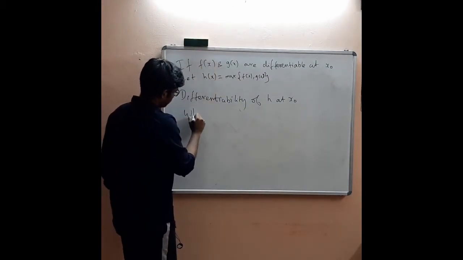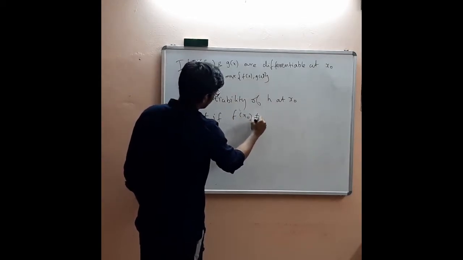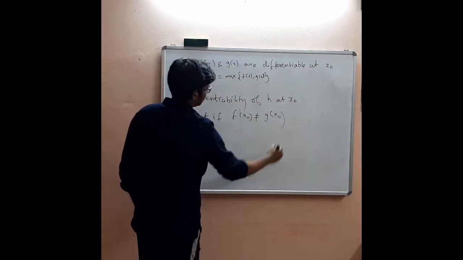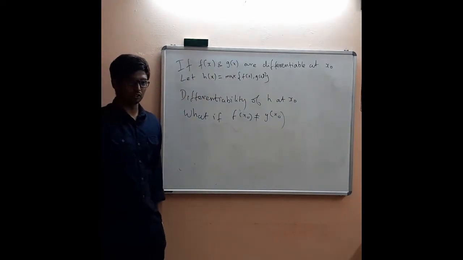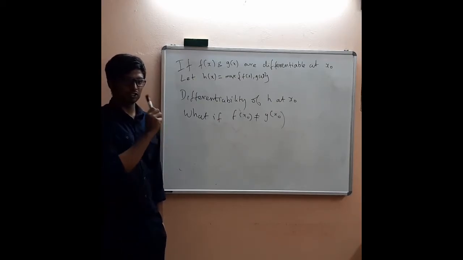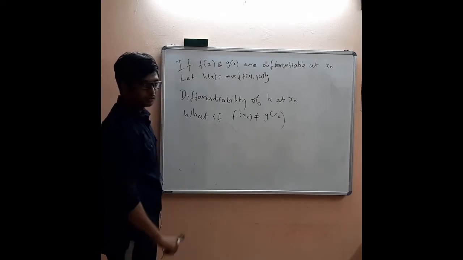But what if f of x naught is not equal to g of x naught? Now can we say that h will always be differentiable at x naught? This is the question now. This is actually true, and let me show you how to prove it.